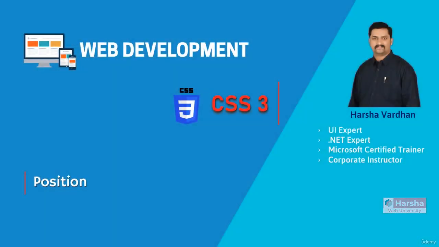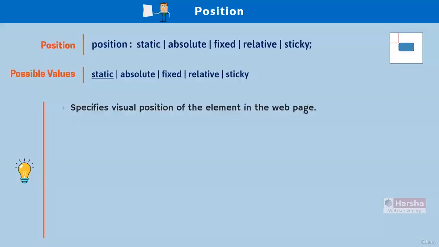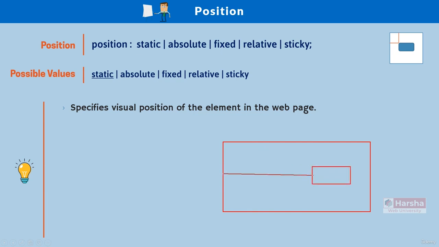In CSS3, we have a property called position that specifies where the element should appear in the web page. For example, this is your web page and we have an element. Whether the element should appear in its own position or should be displayed in an appropriate position based on the x and y coordinates, this position of the element will be decided by using the position property.